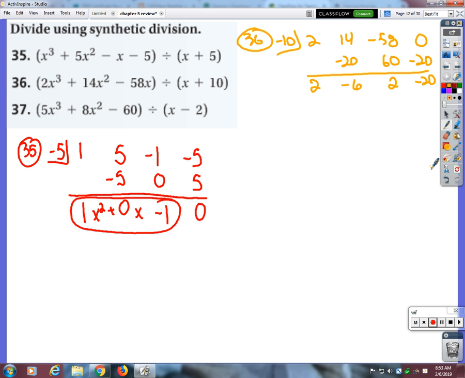Okay. We started with x cubed again, right? So yeah, that means the first one is going to be 1 below that. So 2x squared minus 6x plus 2. What's the -20 remainder? So my answer is 2x squared minus 6x plus 2 with a remainder of -20.